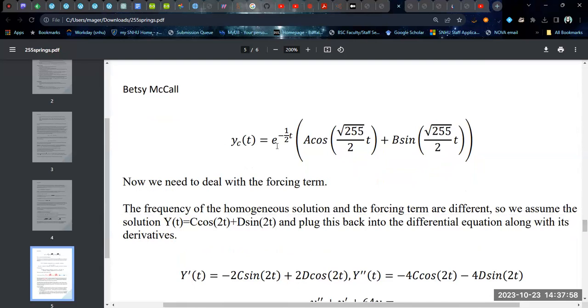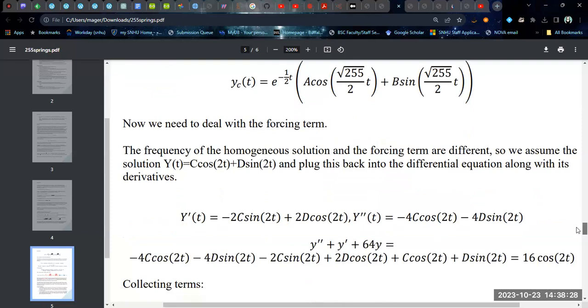Now we are going to take this lambda component and put it in the e. So this will be e to the lambda t, so e to the -1/2 t. And then the complex term, the mu component, goes inside of our trig functions: a cosine of square root of 255 over 2 t, and b sine of square root of 255 over 2 t. So this is the homogeneous solution. And so then we need to deal with the forcing term. And I should stress this: generally we want to deal with the forcing term before we attempt to solve for a and b.